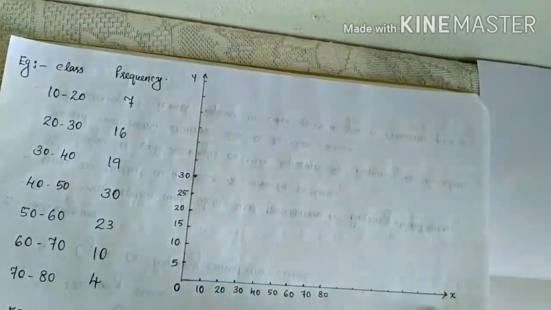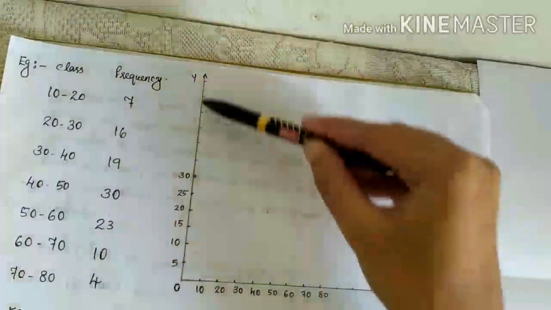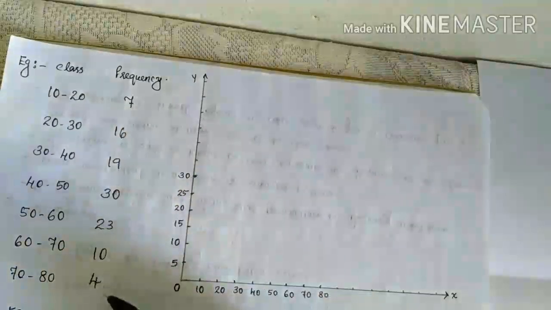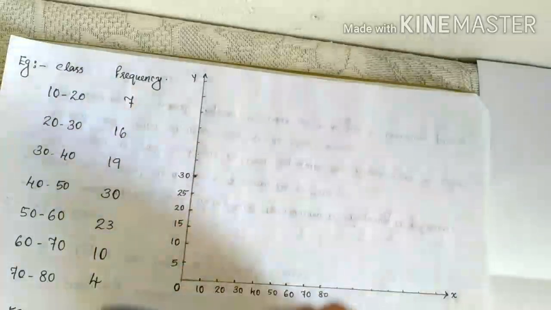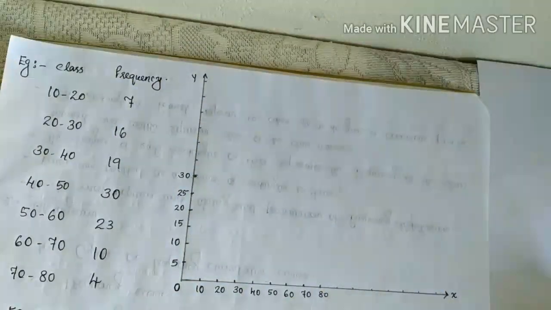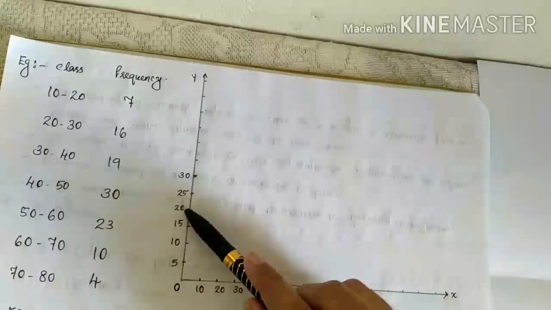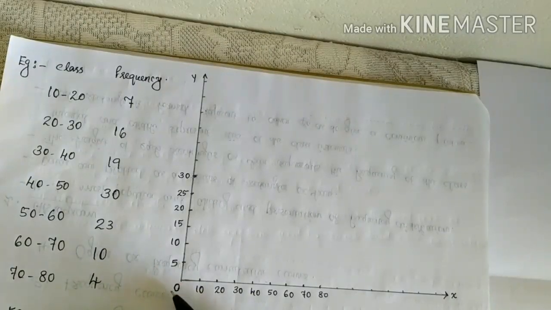the classes are marked on the x-axis, that is 0 to 10, 10 to 20, 20 to 30, 30 to 40, 40 to 50, like that. And the frequencies are taken on the y-axis. Here the least frequency is 4 and the highest frequency is 30. Both these values are considered while taking numbers on the y-axis. So I will take the numbers 5, 10, 15, 20, 25, 30, and on the x-axis 0 to 10, 10 to 20, 20 to 30, 30 to 40.